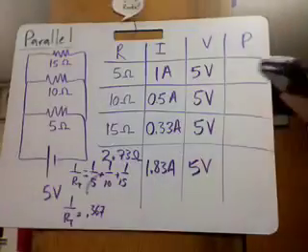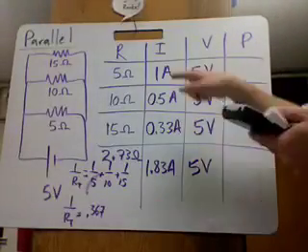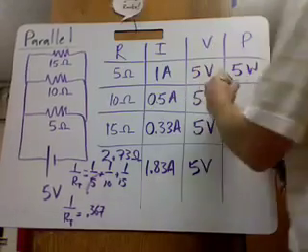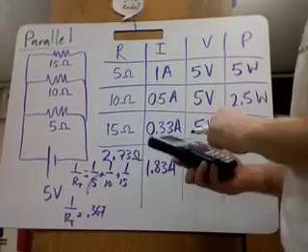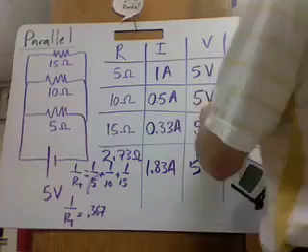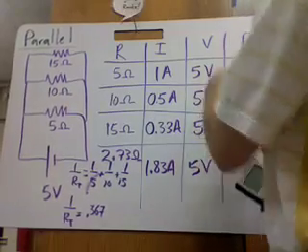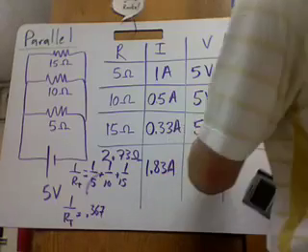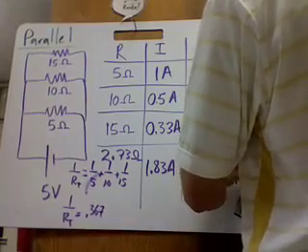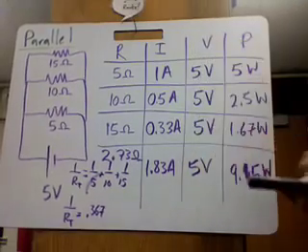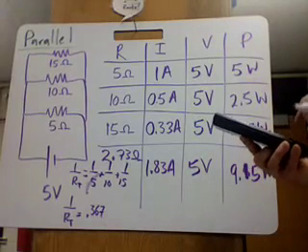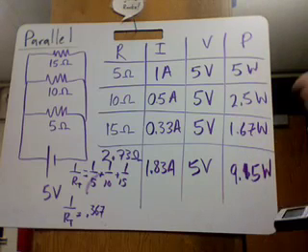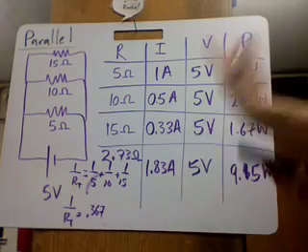How am I going to figure out my power column? Well, power, remember, always adds up. First, if I take I times V, I get 5 watts, and then 2.5 watts, and then 1.67 watts. And then this times this, 1.83 times 5, I get 9.115 watts. Now if I add these three together, 5 plus 2.5 plus 1.67, I get essentially the same thing, with a little bit of rounding error. So I can always check and make sure it works.